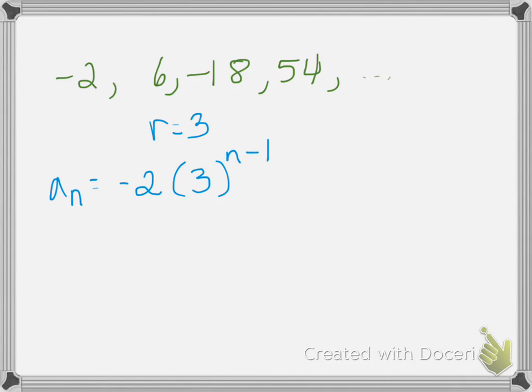If I wanted to write it recursively, a1 would equal -2, an would equal the previous term, times, you know what, these are supposed to be -3s, because -3 changes it into a positive, and then when you multiply by another negative, that makes it another negative. So these are all -3s that you're multiplying by every time.